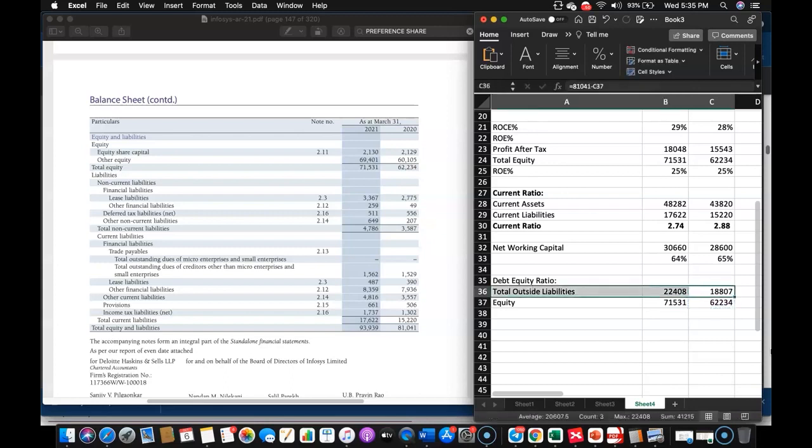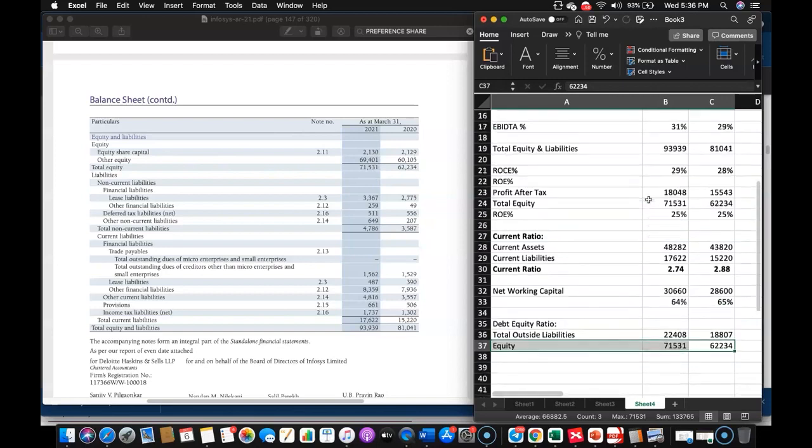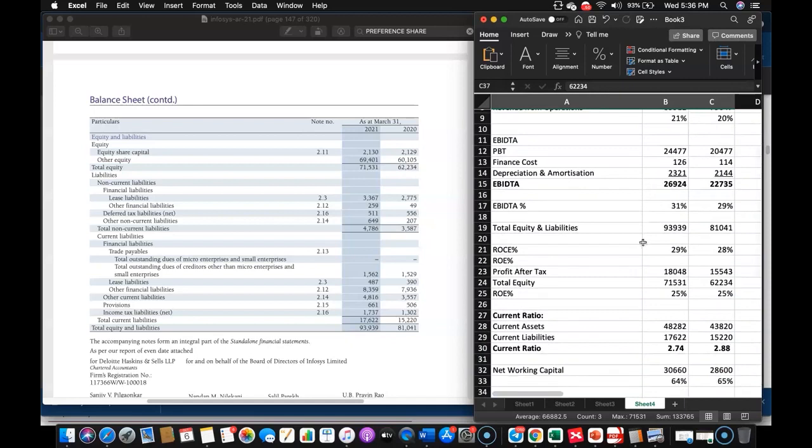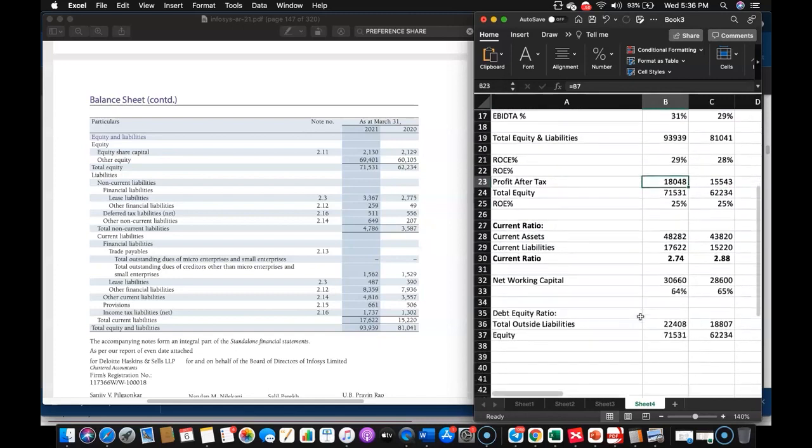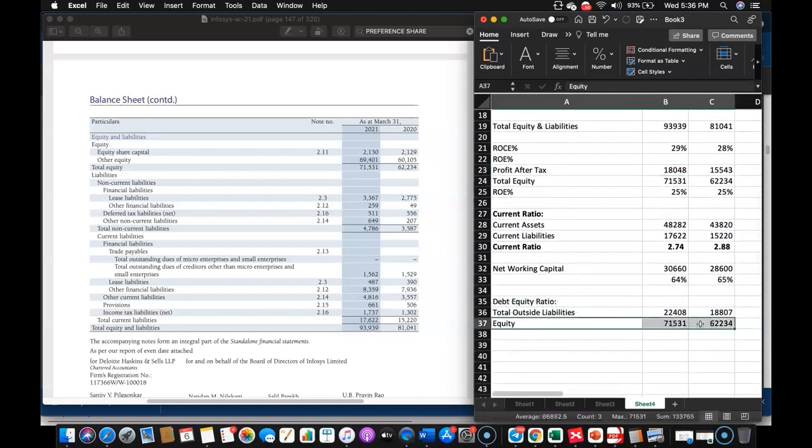Look here, total outside liabilities is very small when compared with equity. This company grows every year on account of profits that are retained. Look at their equity share capital: it is only 2,130 crore out of 71,000 crore. Every year profits are getting retained. Their profit after tax is 18,000; the previous year it was 15,000. Imagine every year 15,000, 18,000 getting added under equity. Obviously their equity size will increase.